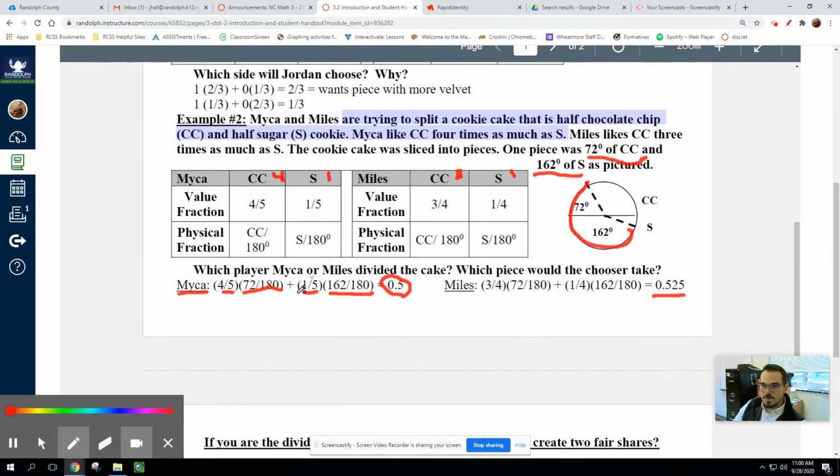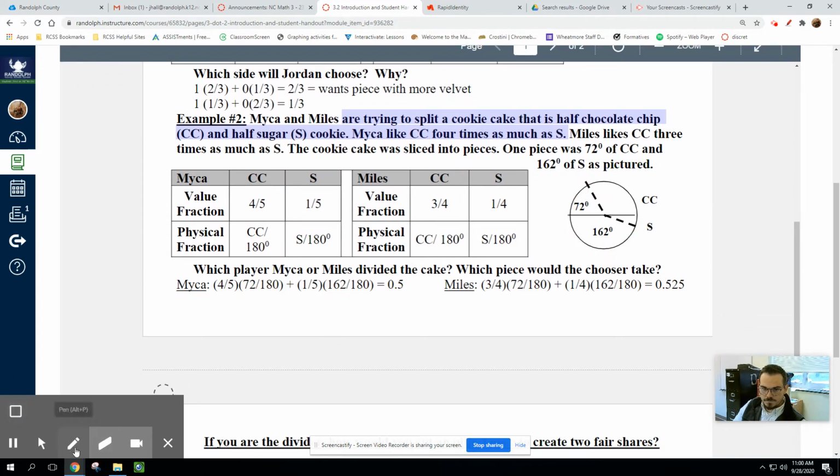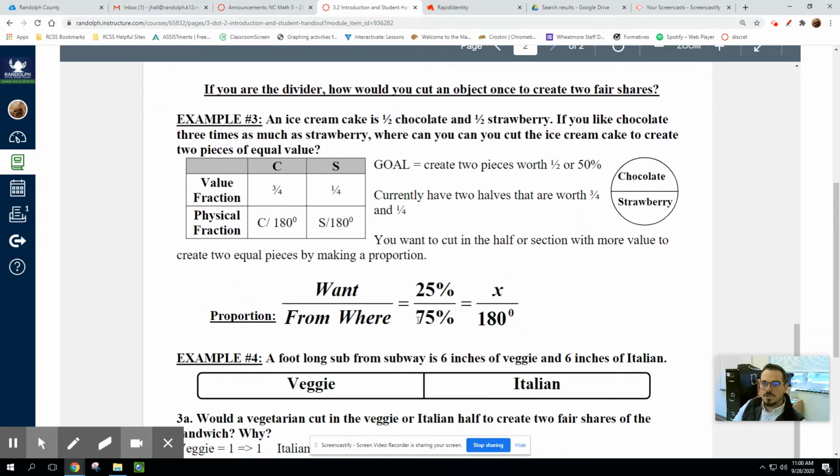All right, so coming up here, pause it if you need it. Let me erase and let me move down. So if you are the divider, how are you going to cut that object? How am I going to determine how I want to cut that object into 2 fair shares?